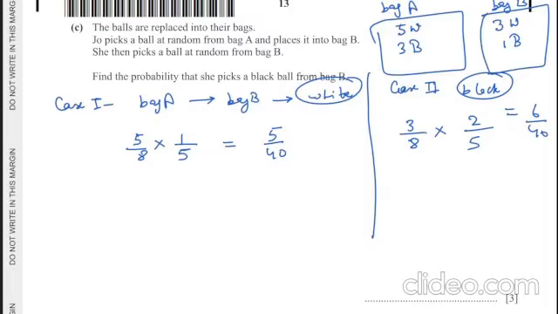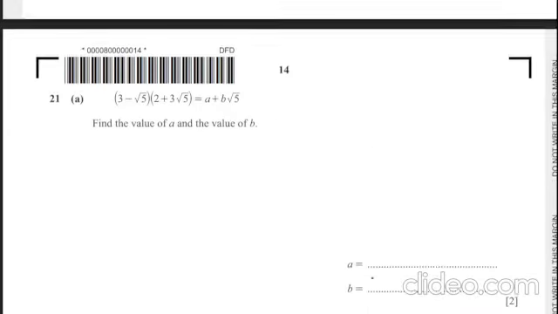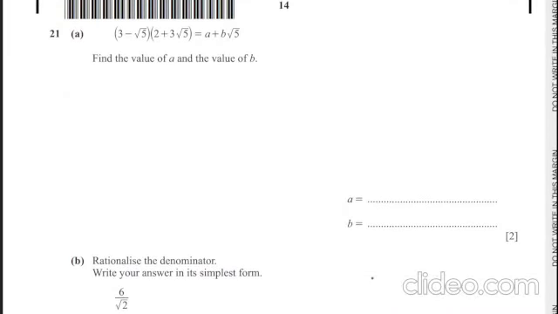We have to add the two cases, right? Any other case involved? So 5 plus 6, yeah, these two are the cases. 5 plus 6, 11. So 11 by 40 will be the final probability for this one. Next is 21st question. So we will simply have to multiply.